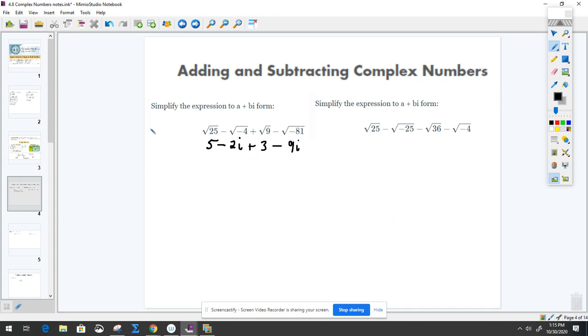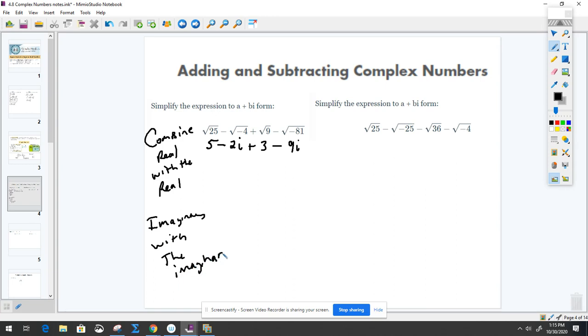And then now it's just like combining like terms. We're going to combine the real with the real and the imaginary with the imaginary. And you're literally just combining like terms. This 5 right here goes with this plus 3. Very simple math. What's 5 plus 3? 8. Negative 2i minus 9i is a minus 11i. This is my complex number. If I ask you for the real part, you would say 8. The imaginary part is negative 11i.